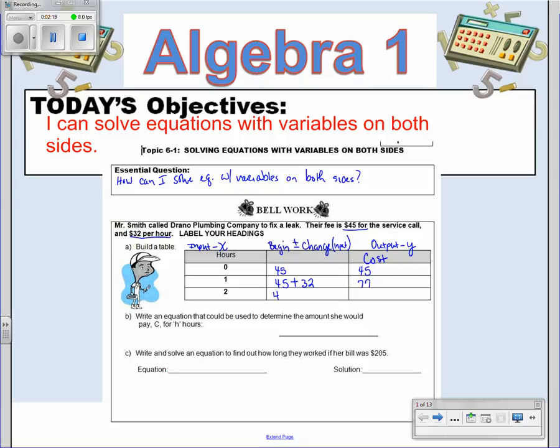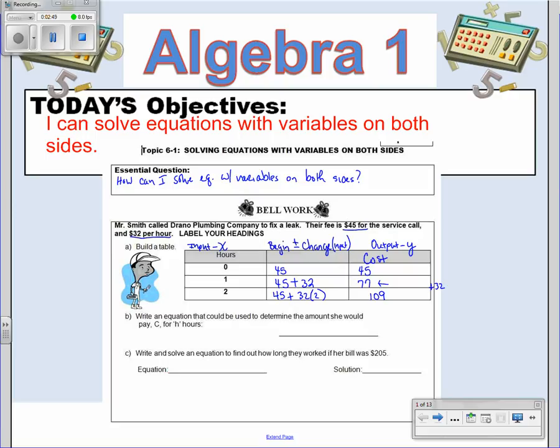After 2 hours, I have 45 plus 32 times 2. Or I can take my 77 and say, it's going to work another hour, so I'm going to add another $32, and my total is going to be 109. So my table can help me figure out what the equation is, or I can just look at the information given and figure out what the equation is.